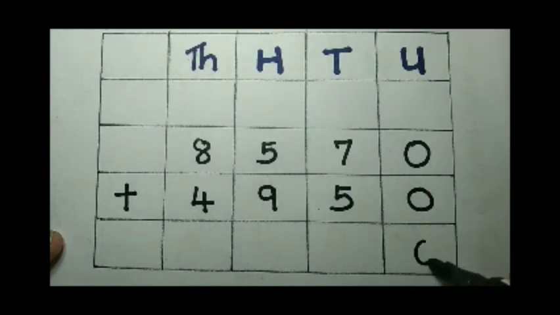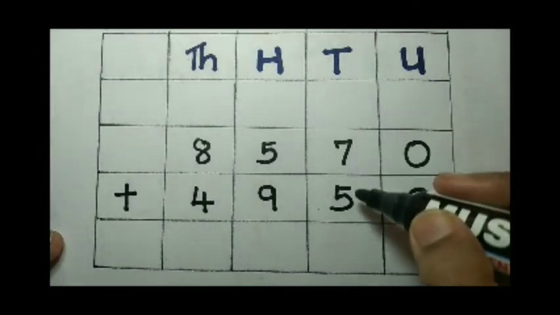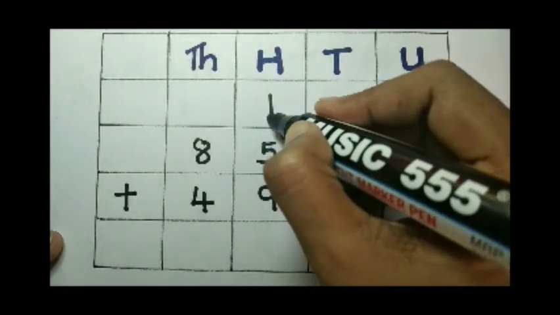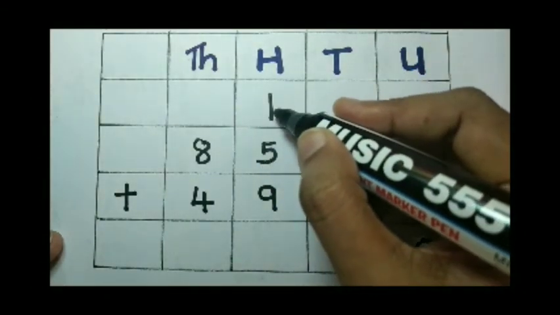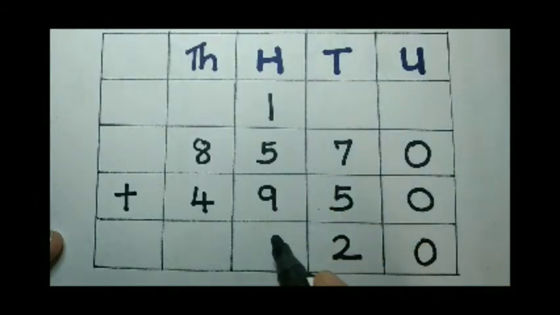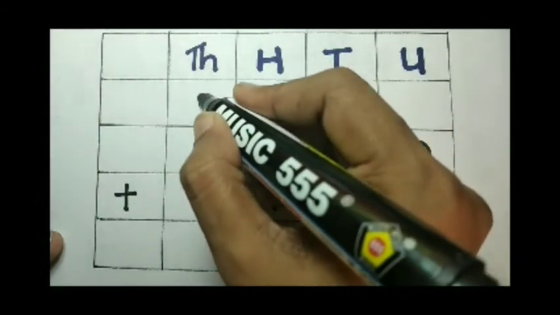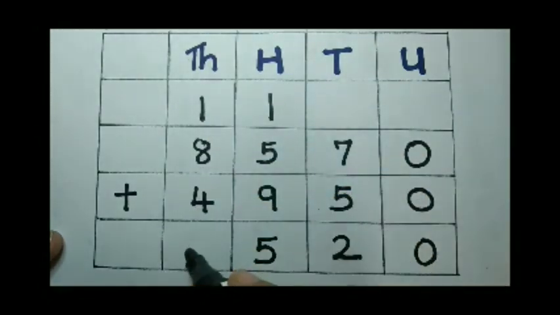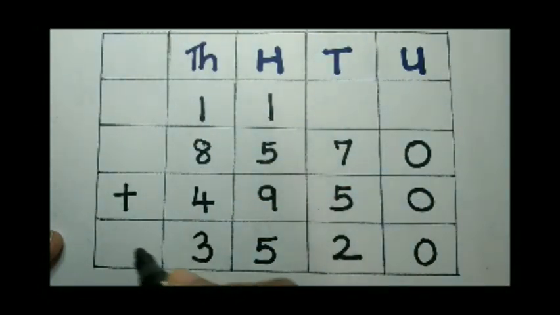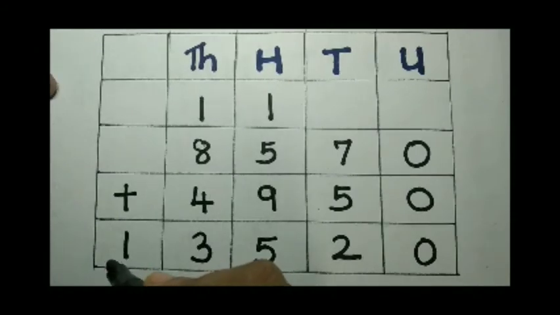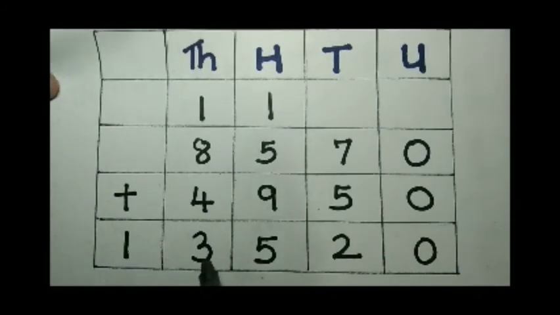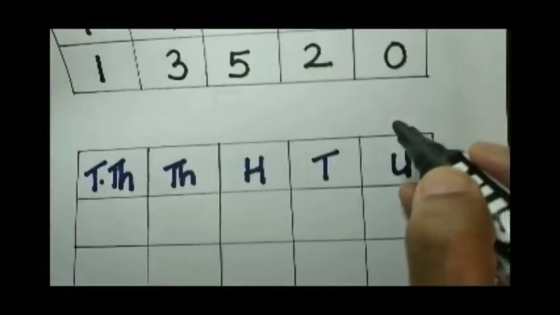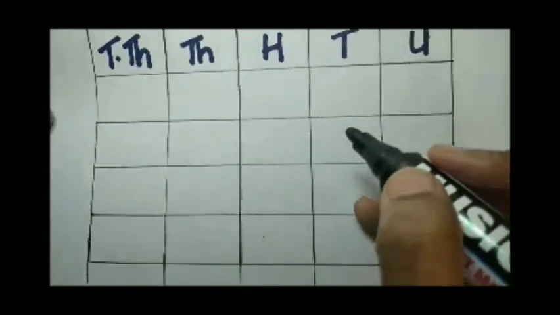0 plus 0 is 0. 7 plus 5 is 12. Carry over 1. 5 plus 1 is 6, and 6 plus 9 is 15. Carry over 1. 8 plus 1 is 9. 9 plus 4 is 13. So 13,520, that is the sum of fodder and animal feed. Now we go to the next operation.